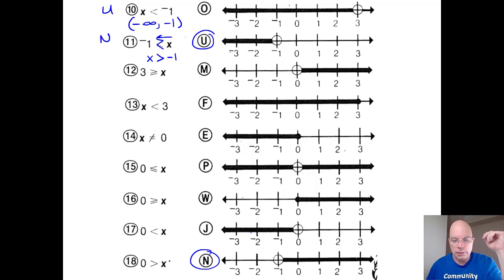The interval, looking back at n, will start at negative 1 and go all the way to infinity. Negative 1 to infinity. But the negative 1 needs to have parentheses because it's not included in the solution set.